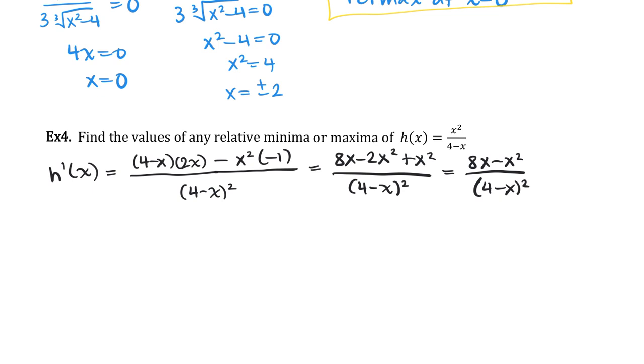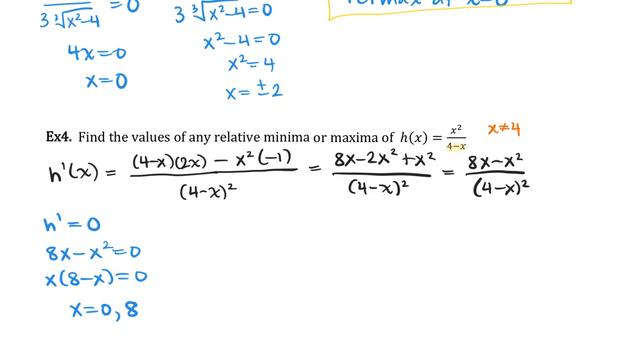Okay, if I set this equal to 0, the denominator is going to go away anyways. So I'm really just setting the top equal to 0. Let me take out the x. So I get x equals 0 and I get x equals 8. Let me check. Is there any restriction on the original function? The only domain restriction I see on the original function is that x can't be 4.